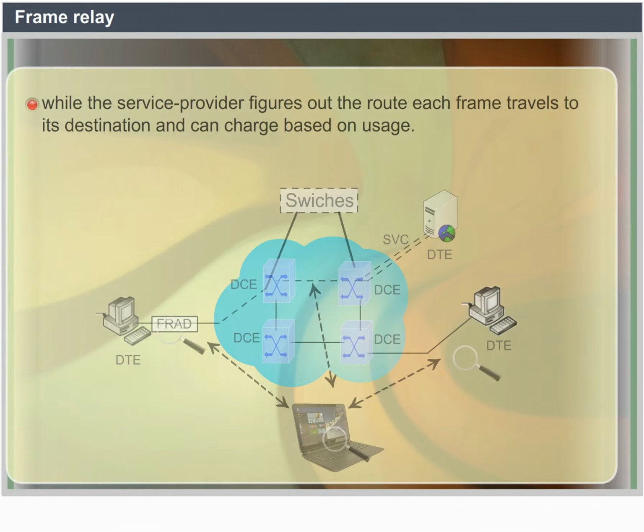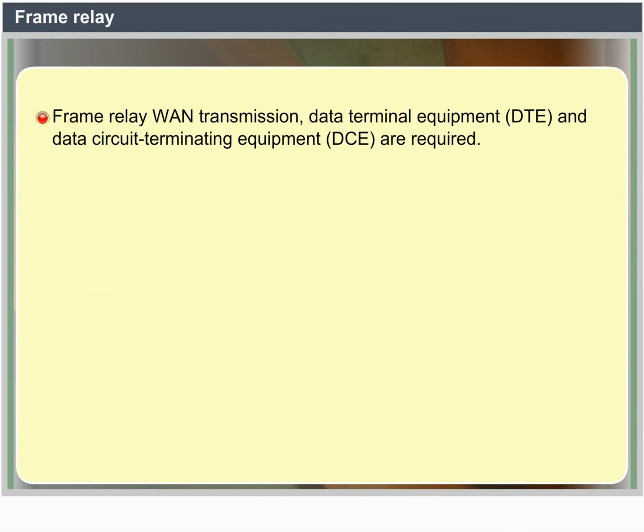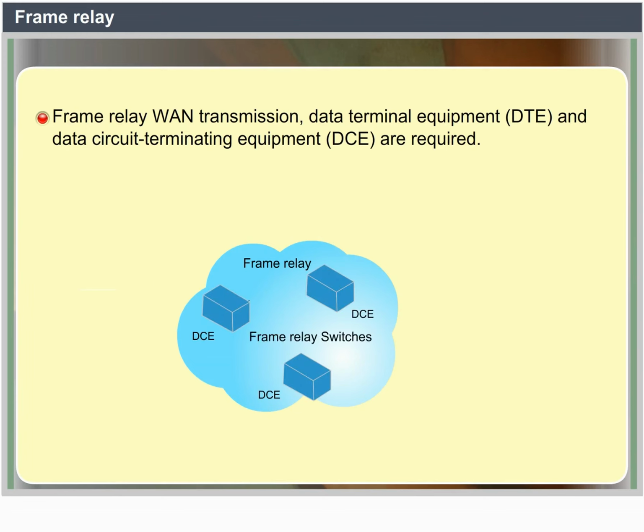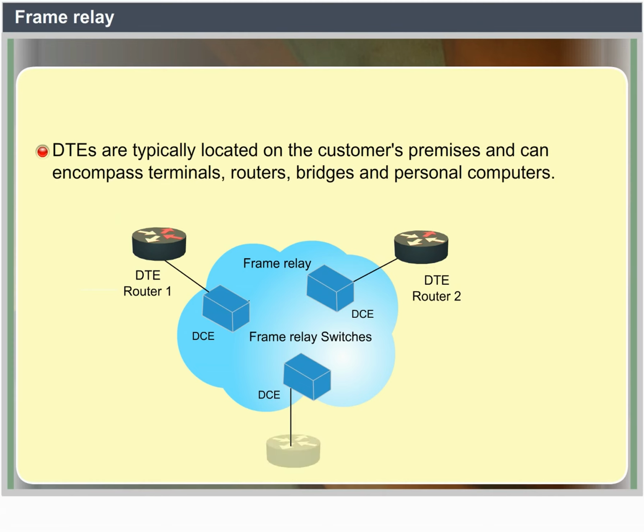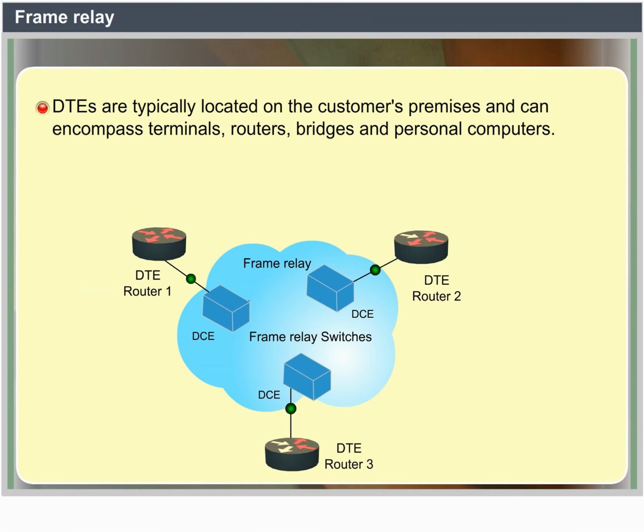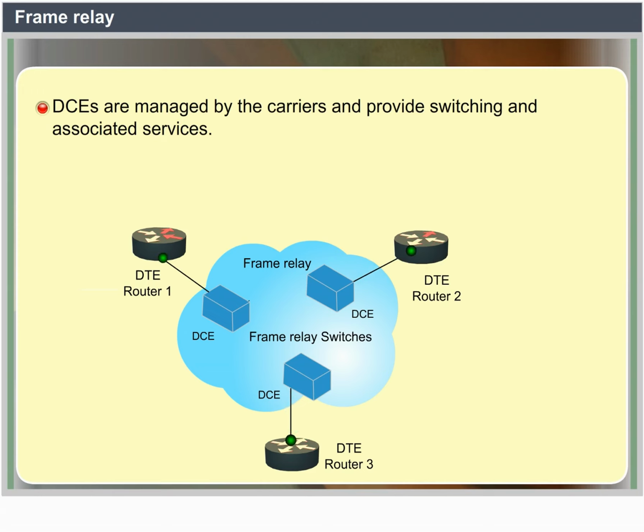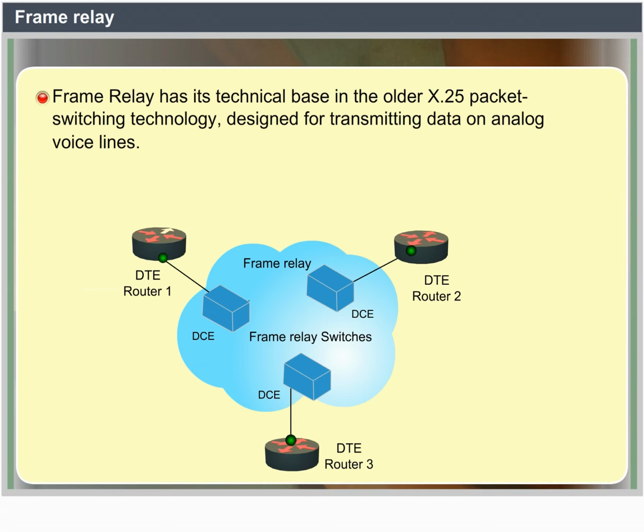For frame relay WAN transmission, data terminal equipment or DTE, and data circuit-terminating equipment or DCE are required. DTEs are typically located on the customer's premises and can encompass terminals, routers, bridges, and personal computers. DCEs are managed by the carriers and provide switching and associated services. Frame relay has its technical base in the older X.25 packet switching technology designed for transmitting data on analog voice lines.